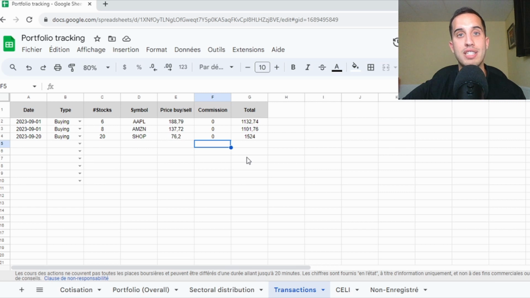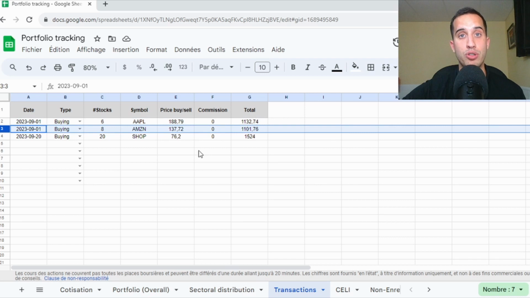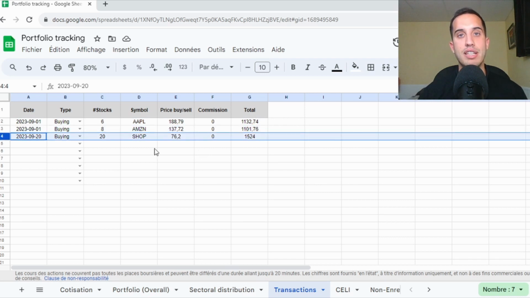And in terms of stocks that I've bought throughout the month of September, you can see that I've made three big acquisitions, where first, on the 1st of September, I bought a few shares of Apple as well as a few shares of Amazon. And at the end of the month, I decided to start a position in Shopify.